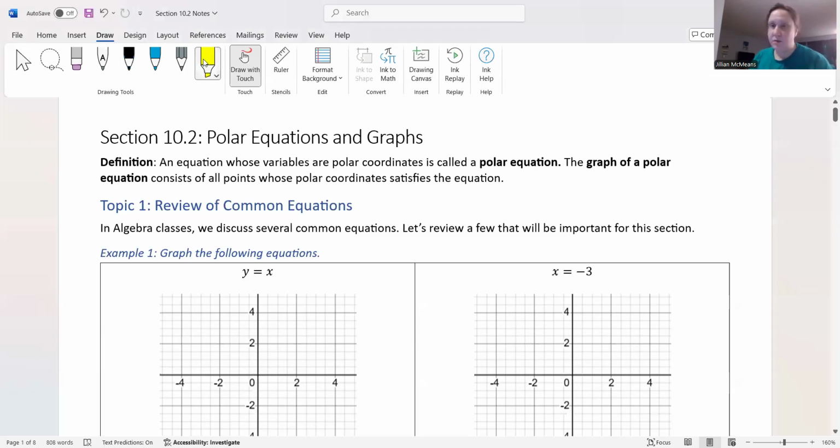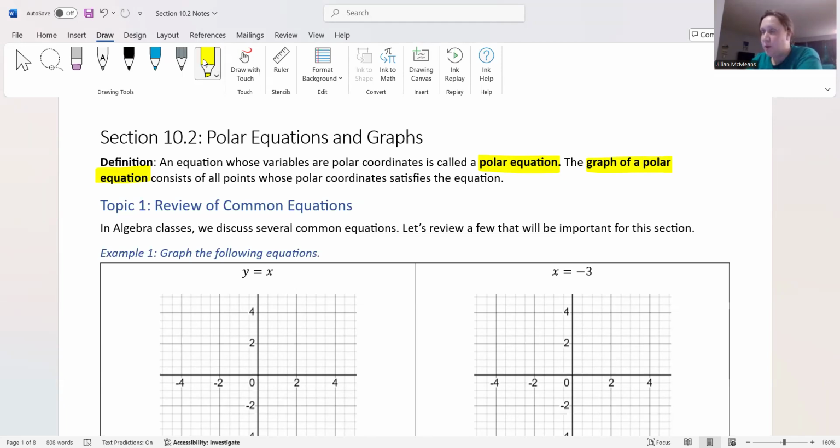Now, as a definition, we love starting out with a good definition. We have that an equation whose variables are polar coordinates is called a polar equation. That makes sense, right? And then we have that the graph of a polar equation consists of all points whose polar coordinates satisfy the equation. That should make sense to you.